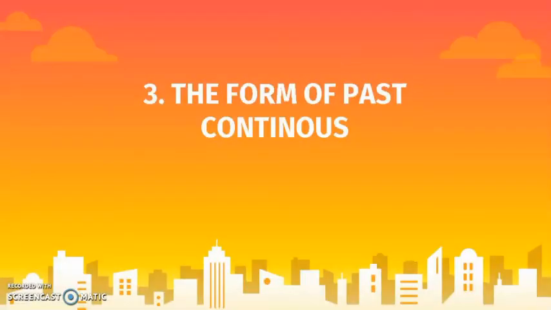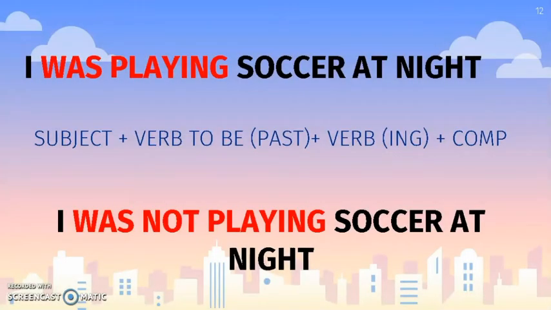Now, what is the form or the structure of the past continuous? Okay, so I was playing soccer at night. So I is the subject, was is the verb to be in past. Pay attention with the verb to be in past. I'm going to explain later a little bit about it. The verb ing, playing, so it's a verb plus ing. Remember that in Spanish is ando or endo. And finally, the complement. In this case is soccer at night. So I was playing soccer at night.